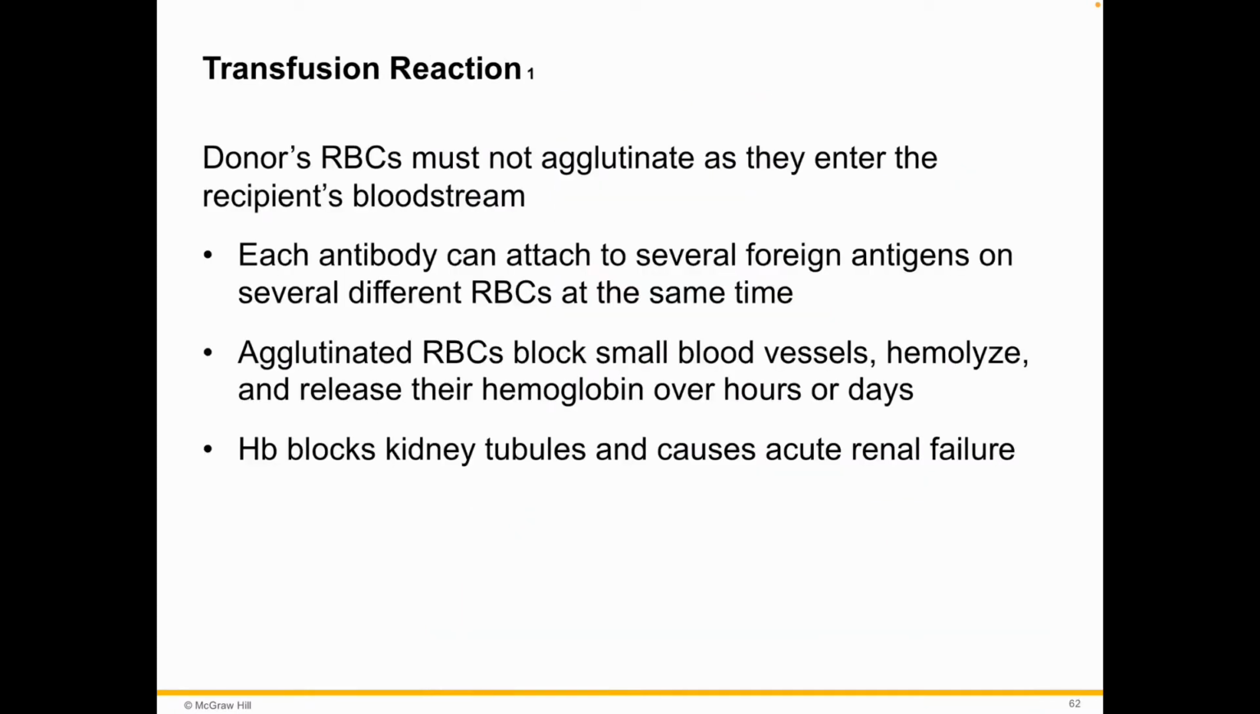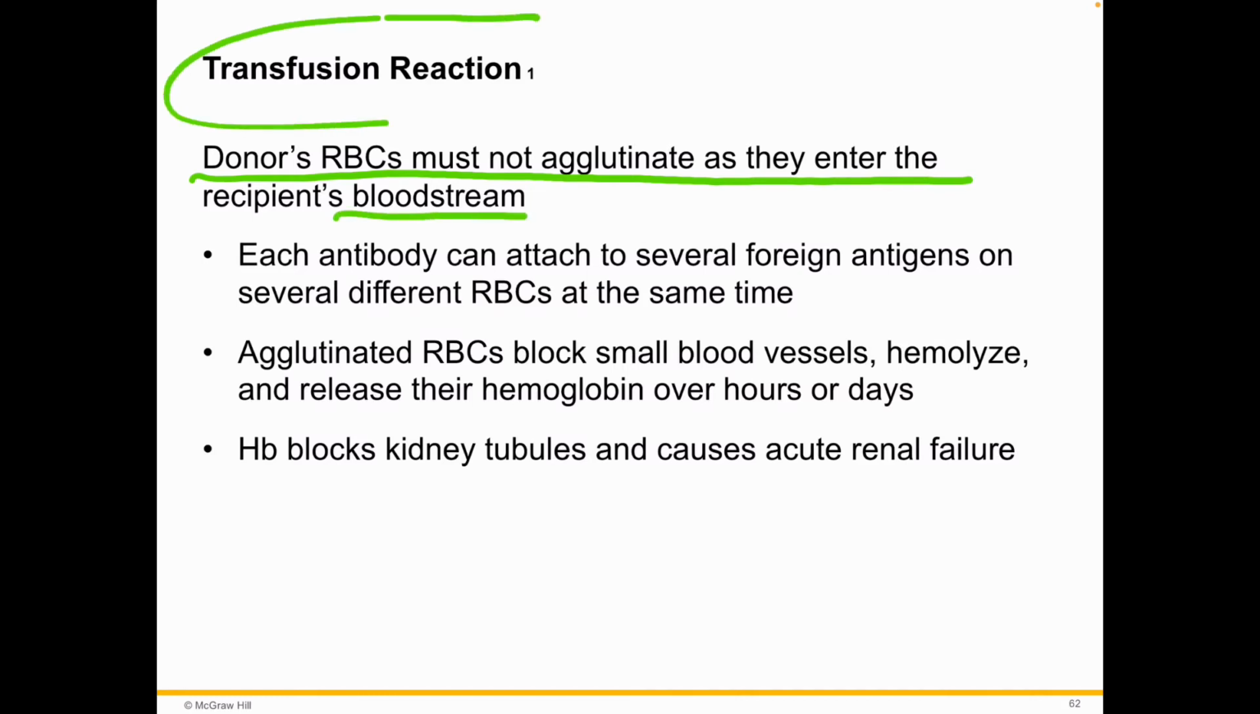So that's a self. So the donor's red blood cells can't agglutinate, or else it's going to form these clots in the bloodstream, and they're going to get degraded, and it's going to be really bad. And so this is what's known as the transfusion reaction. We really don't want to see this happen. So each antibody can attach to several foreign antigens on several different red blood cells at the same time. So it's very complex, the binding.